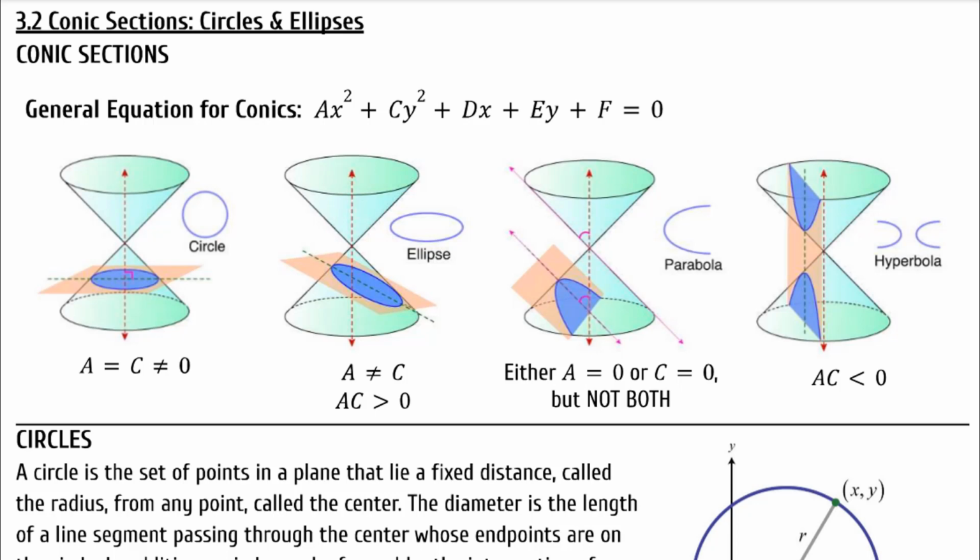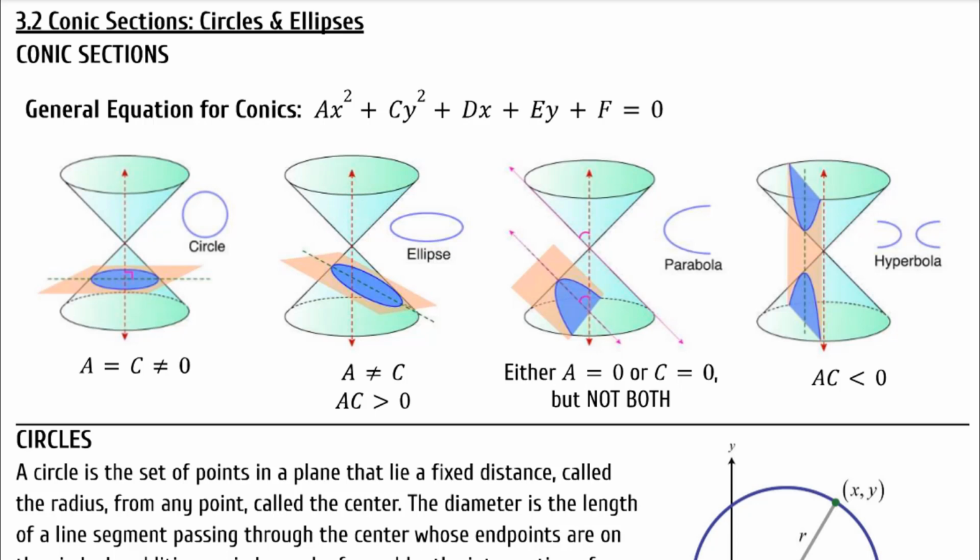For a circle, a is equal to c and both are not equal to 0. For an ellipse, a is not equal to c and ac is greater than 0. For a parabola, either a equals 0 or c equals 0, but not both. For a hyperbola, a times c is less than 0.